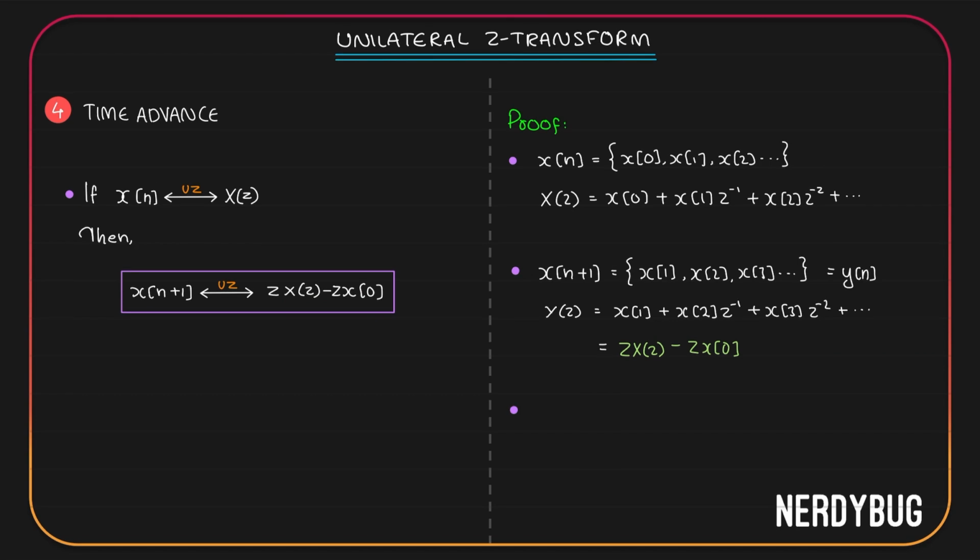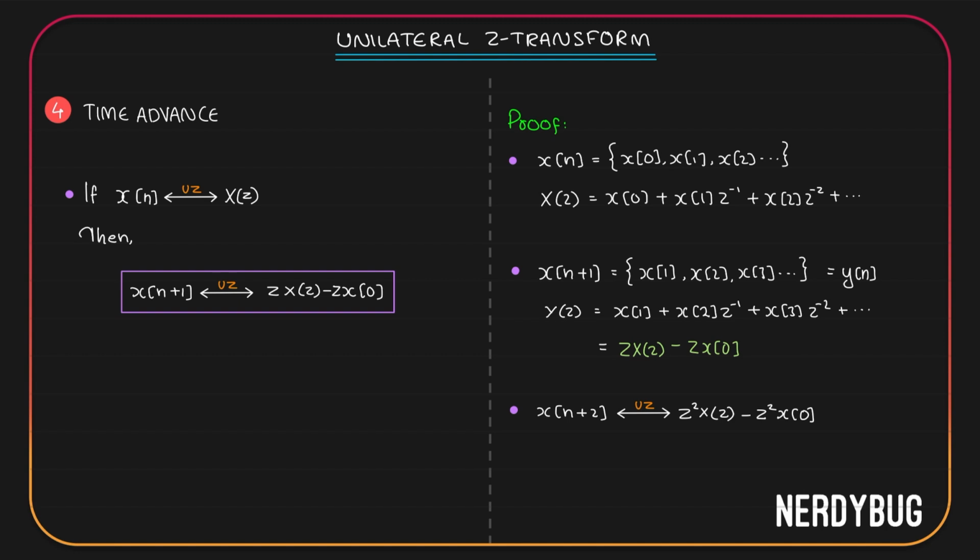Again, let us try if we can find the unilateral Z transform of x of n plus 2 by inspection. Here we started with z X of z. So here we will be starting with z square X of z. Here we have minus z x of 0. So here we'll have minus z square x of 0.